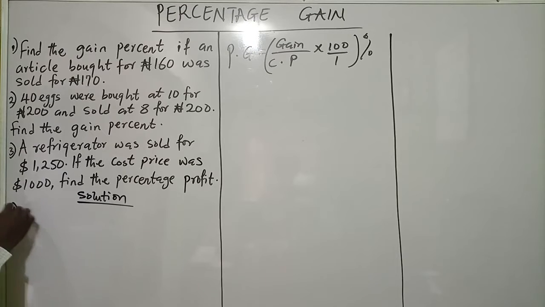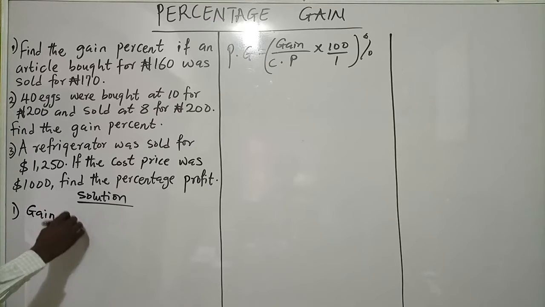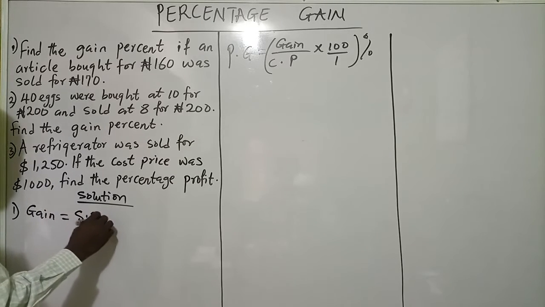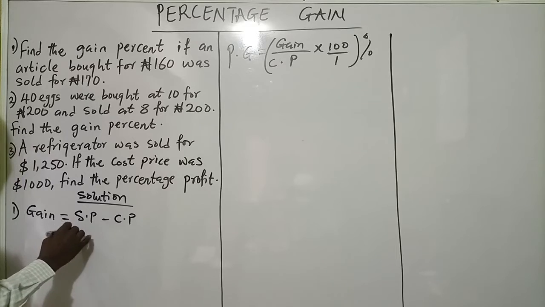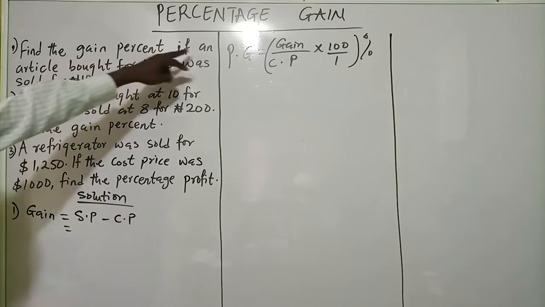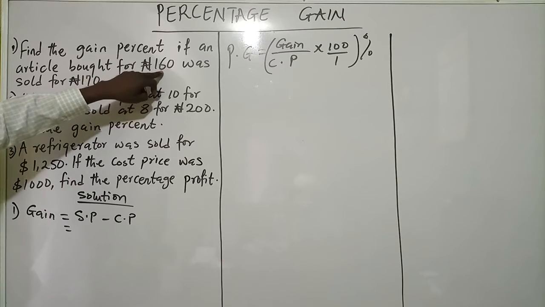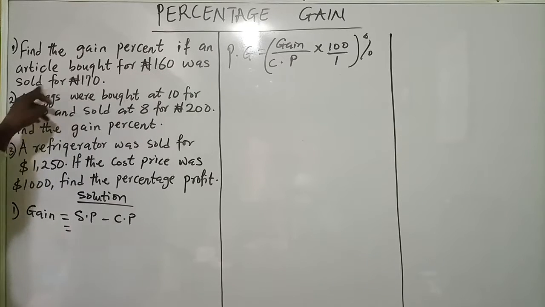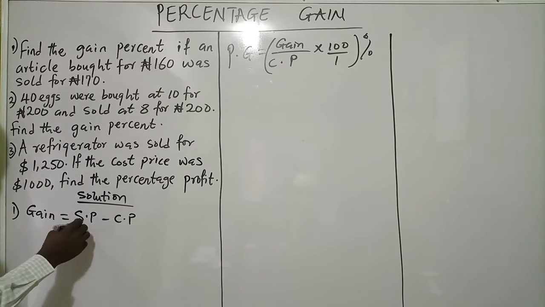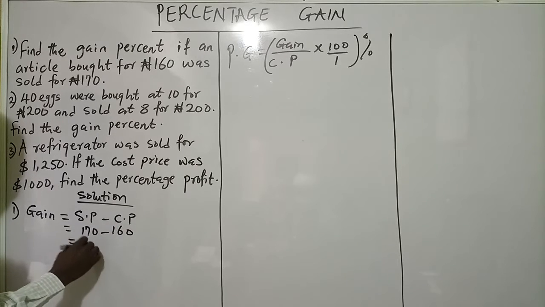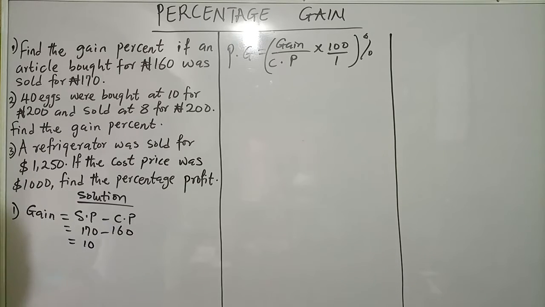Number one. First and foremost, we need to get the gain. Remember, gain is equal to selling price minus cost price. So what is the selling price? The question says an article bought for 160, so the cost price is 160. It was sold for 170, that is the selling price. That means 170 minus 160. So the gain is 10 naira.